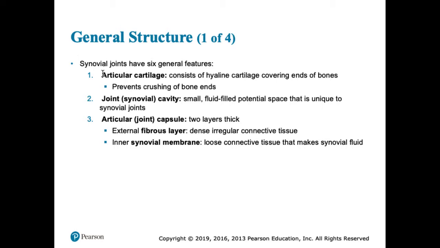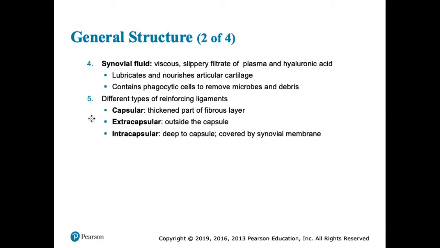They have articular cartilage that consists of hyaline cartilage covering the ends of bones, and that prevents crushing of bone ends. And then the joint or synovial cavity has a small fluid-filled potential space that is unique to this particular type of joint, the synovial joints. And the articular joint capsule is 2 layers thick. So the external fibrous layer, dense irregular connective tissue, and then they have an inner synovial membrane, which is loose connective tissue that makes that synovial fluid that I've been mentioning.